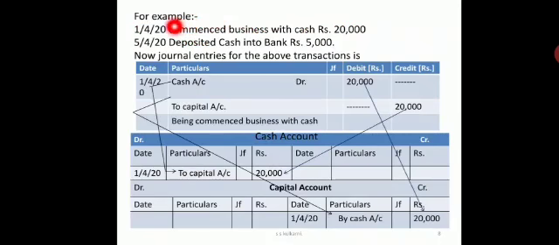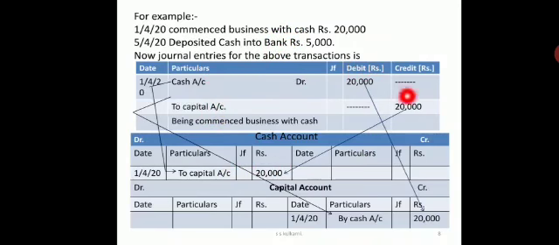The first transaction says commenced business with cash rupees 20,000. Then the second transaction says deposited cash into bank 5,000. These two transactions will now be posted into the ledger. You can see how it works with the help of this diagram.